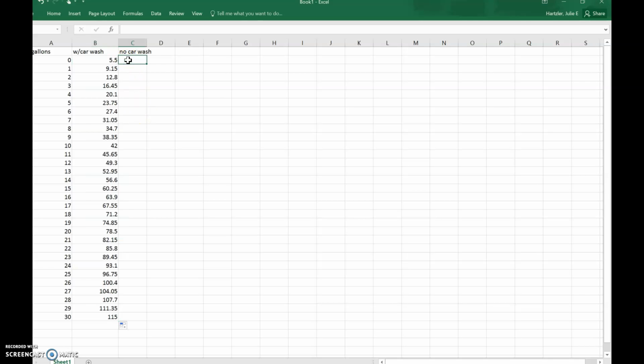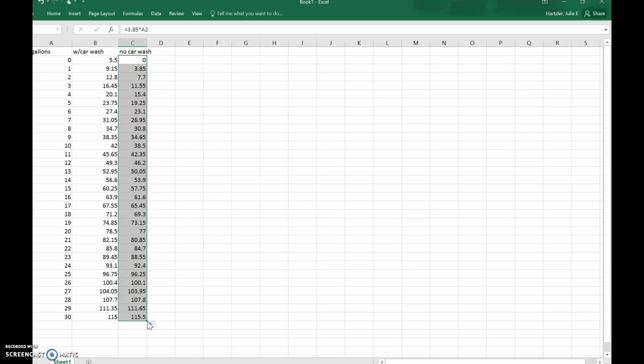All right, and then no car wash, click where you want your first answer, come up here to the formula, start with an equal sign, and that was, what was that? Was that $3.85? Yeah. So $3.85 per gallon, so that's your slope. So it has to be times the variable, which in this case is A2 again, that first variable. So I'm going to hit enter, which if I don't buy anything, I have no fees because I didn't have to buy a car wash or anything. And then there's those prices.